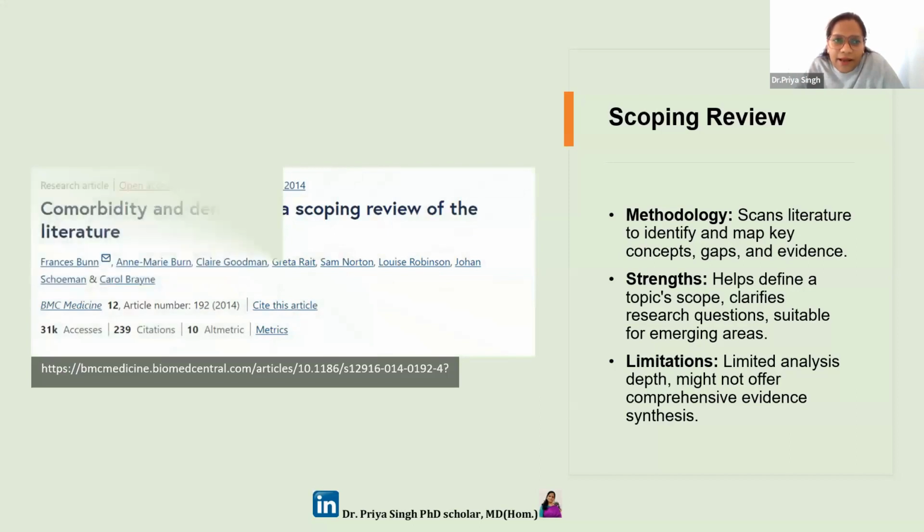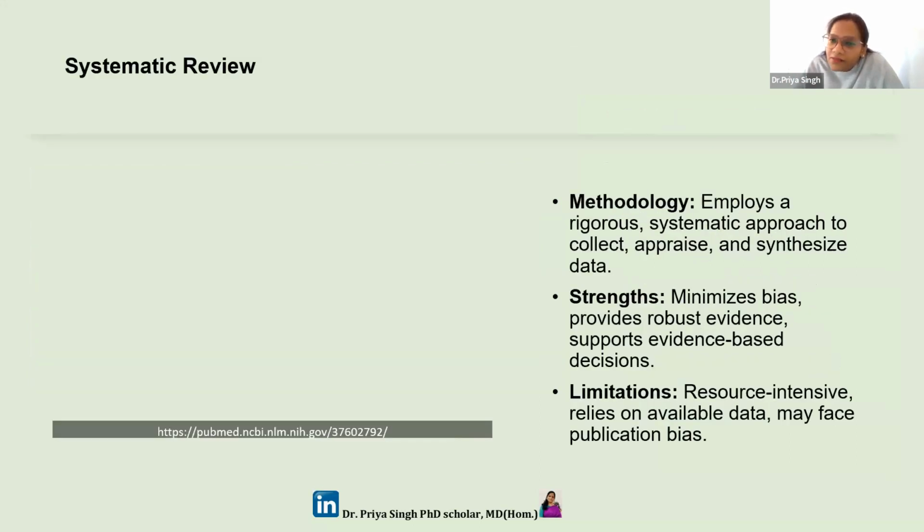Now, here is an example where a scoping review of literature has been done. Then the systematic review. Most of you have heard about it, and most of you might have read it. A systematic review follows a systematic approach. It collects, appraises, and synthesizes data, in either a qualitative or a quantitative manner.